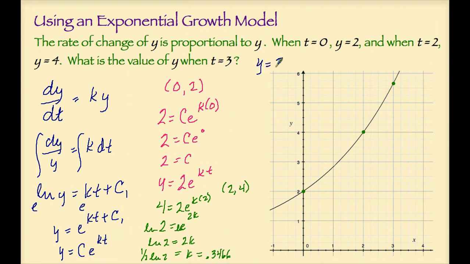Y equals 2 e to the 0.3466 t. To solve for y when t equals 3, we'll have y equals 2e to the 0.3466 times 3. This results in a value of 5.657.